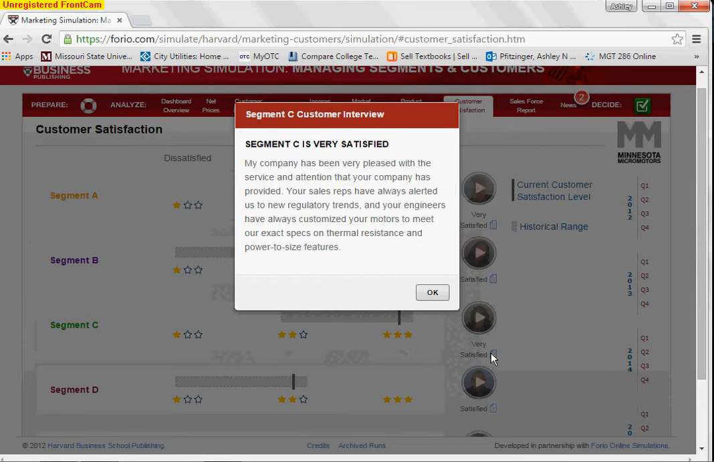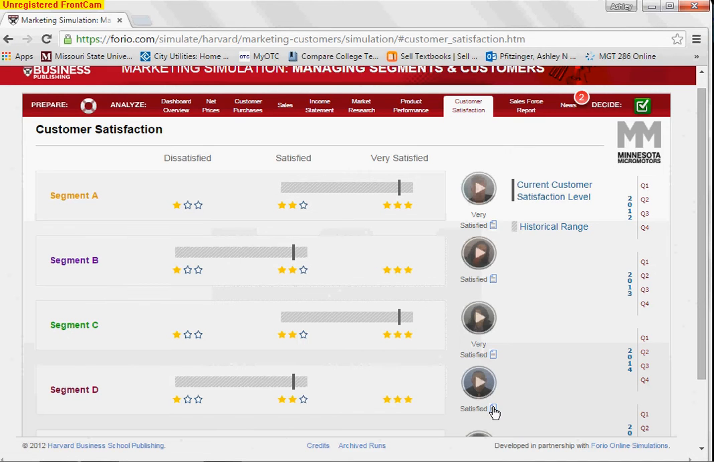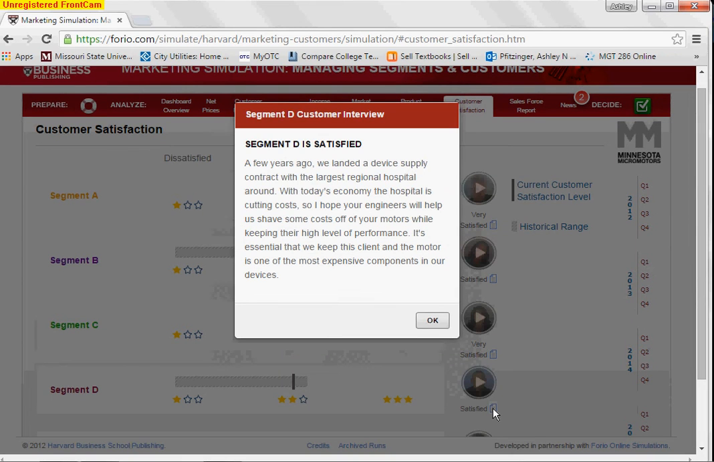they wanted both types of motors, power to size and thermal resistance. They are a new market and are not price sensitive. So for this segment, I decided not to give them a discount, but I increased the amount that Minnesota Micro Motors spent on enhancing both thermal and power to size motors. For segment D, their biggest concern was price. So in order to keep them a loyal customer, I gave them the largest discount we could, which was 20%.